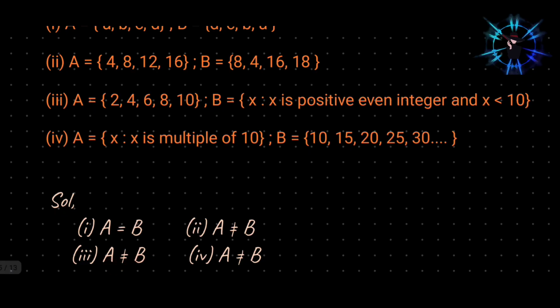Now, fourth one, A is equals to x is a multiple of 10, right? 10, 15, 20, 25, 30. But the problem is we have 15 and 25 which are not the multiples of 10. These are the multiples of 5. So it is also not equal.